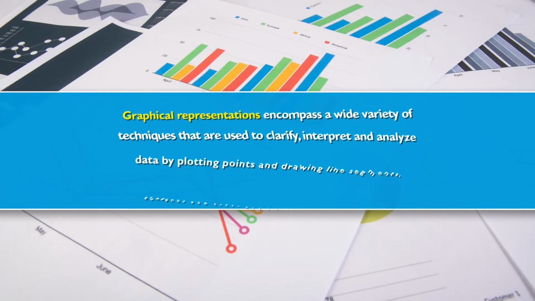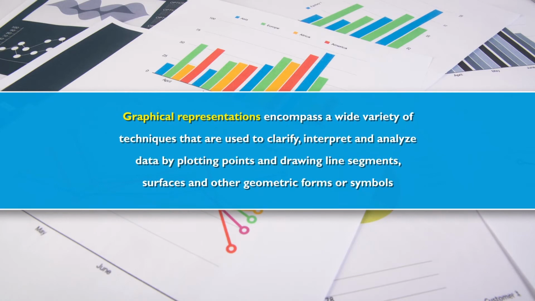That is very true, because when you float certain things through text, there is certain monotony, and due to the gigantic shape of data, it is really cumbersome for the individual to extract the information from the text. So when you make a graph, a pie chart, bar chart, or other graphical representation, your presentation is quite good. This graphical representation encompasses a wide variety of techniques used to clarify, interpret, and analyze data by plotting points and drawing line segments, surfaces, and other geometric forms or symbols. We are going to talk about all those things.